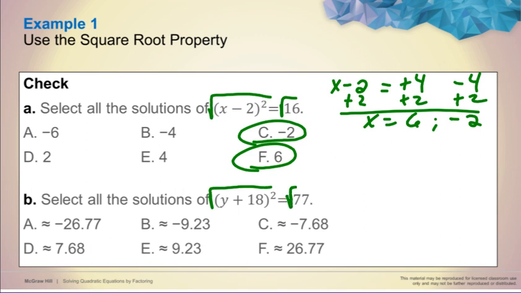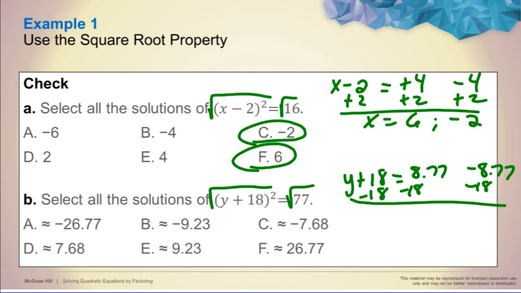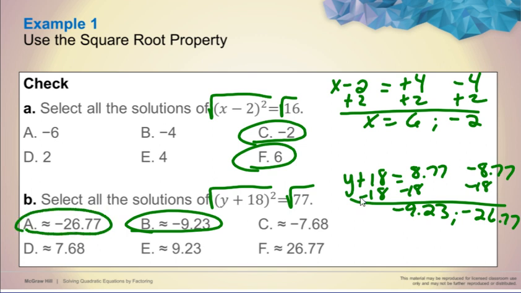For this final one, find the square root of both sides, and I would have y plus 18 equaling the square root of 77, which to 2 decimal places is a positive 8.77 and a negative 8.77. I'm going to subtract 18 on both sides. And so I have 8.77 minus 18 gives me a negative 9.23. And I see that right here. And then negative 8.77 minus 18 gives me a negative 26.77, and that is left.